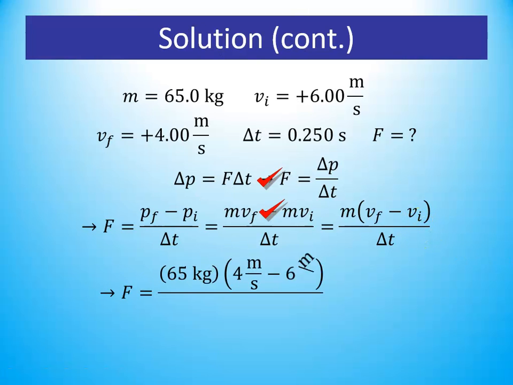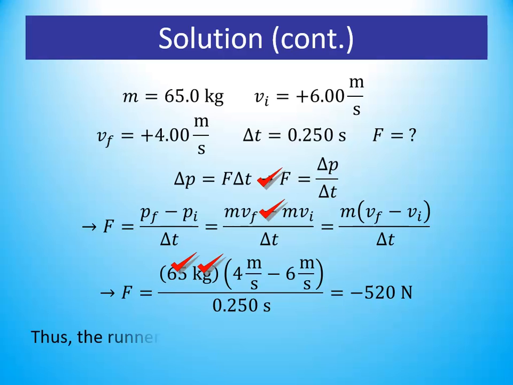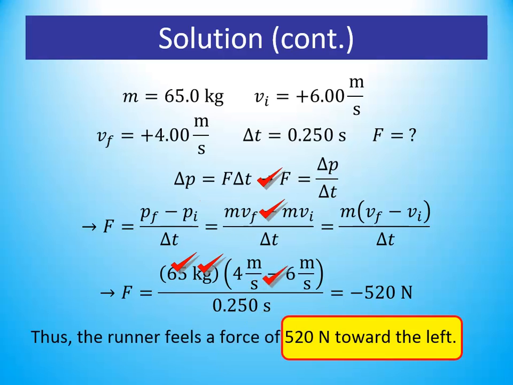And then we plug in our givens. Notice that we have a minus sign there from V final minus V initial, so we have a 4 minus 6. And then we get our answer, but we need to interpret it.